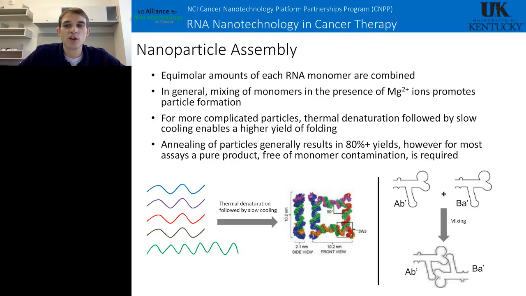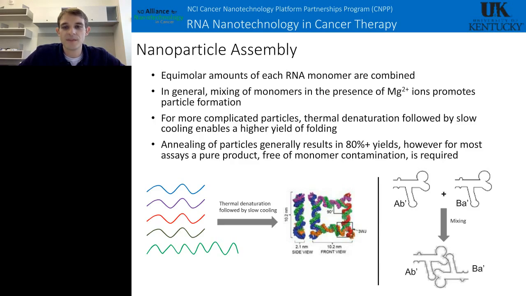So you mix all of your strands in equal molar amounts, put them in a tube, then you can use a thermocycler, and you heat the strands up so they're all thermally denatured and not base paired, and then you slowly cool it to 4 degrees over about an hour, and then you'll get the formation of these nanoparticles.